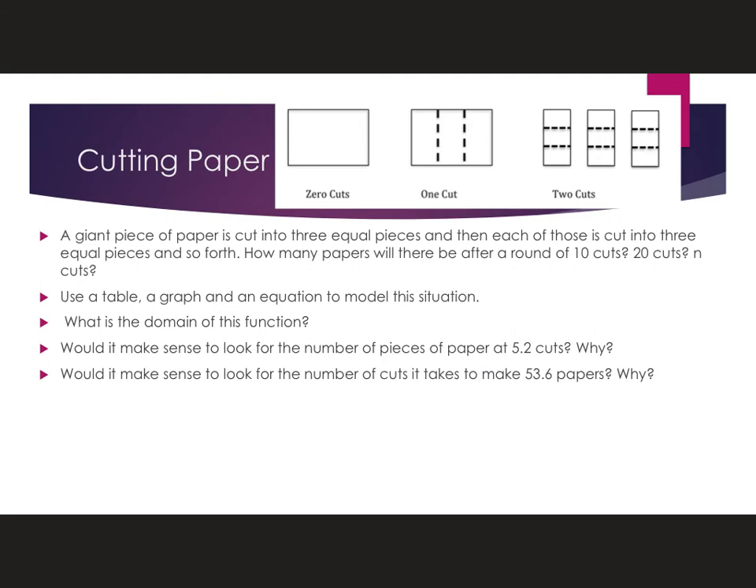So let's look at this next one, cutting paper. A giant piece of paper is cut into 3 equal pieces, and then each of those is cut into 3 equal pieces, and so forth. How many papers will there be after a round of 10 cuts, 20 cuts, and n cuts? Okay, so we're going to use, once again, a table. This is cuts, and this could be pieces. So after one cut, there's 3 pieces. After 2 cuts, we can see right here, there's 1, 2, 3, 4, 5, 6, 7, 8, 9 pieces.